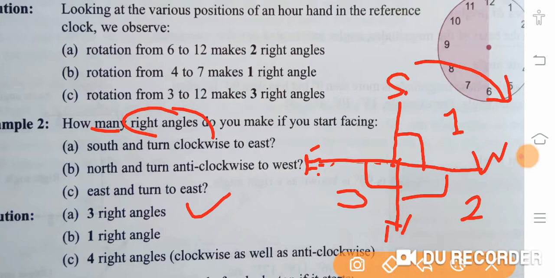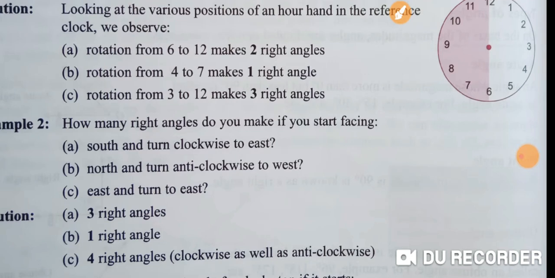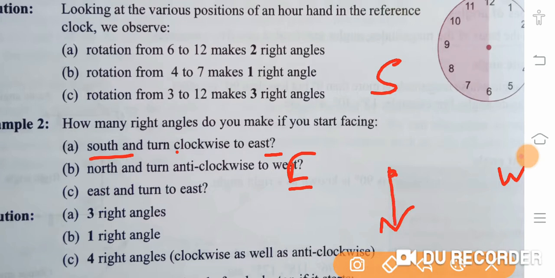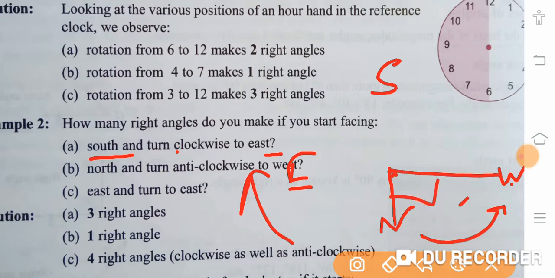Now B. For B you can tell that one right angle. From where to where? North, and turn anti-clockwise to east. How will it be, my dear? Please see once again. This is east, west, south, north. You have to go from north to west, and not clockwise. This is the clockwise rotation, but you have to go here by anti-clockwise rotation. So anti-clockwise rotation means how many right angles? Only one right angle will be there. This is clear.